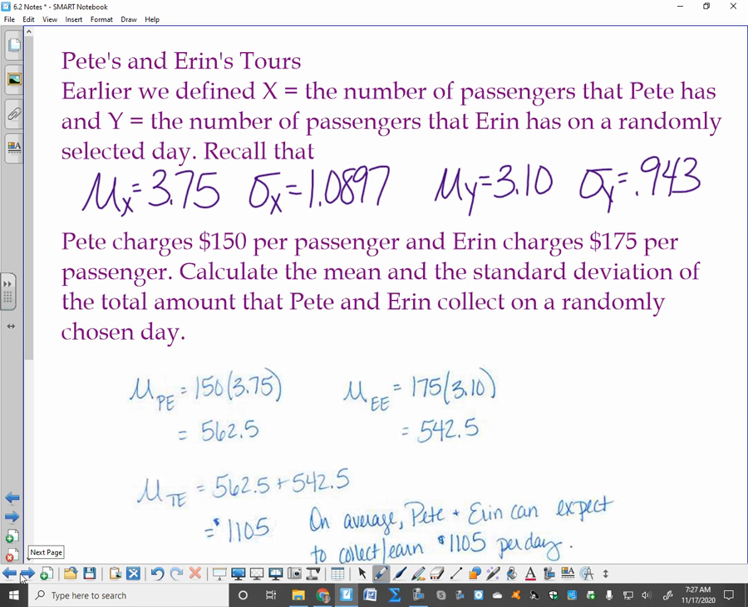All right, let's go back to Pete and Aaron. Earlier, we defined X as the number of passengers that Pete has, and Y as the number of passengers that Aaron has. We have the mean and the standard deviation for Pete, and the mean and the standard deviation for Aaron. Pete charges $150 per passenger. Aaron's going to charge a little bit more. She's going to charge $175 per passenger. Calculate the mean and the standard deviation for the total amount Pete and Aaron collected on a randomly chosen day.